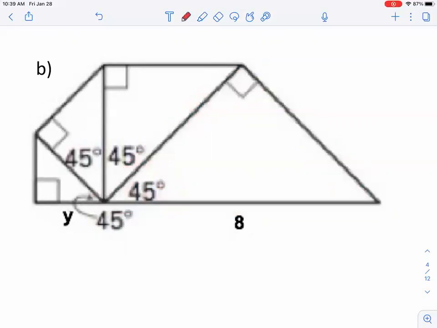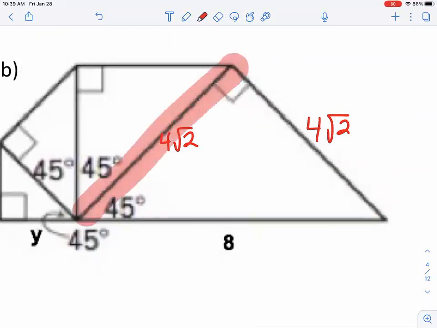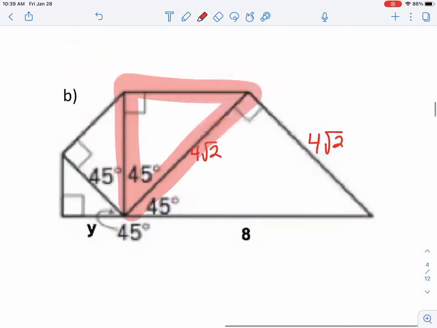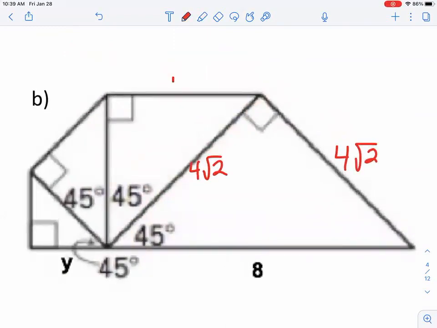Well, 8 is the hypotenuse. And so 8 is our x root 2. And if you remember, that means that the legs are going to be half of that root 2, if 8 is the hypotenuse. Well, now that 4 root 2 is the hypotenuse of that 45, 45, 90 triangle, which means those legs have to both be 4.